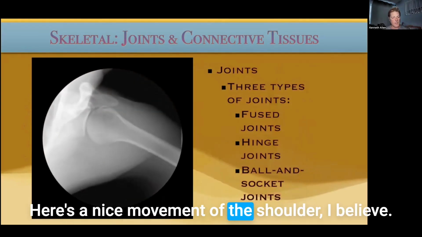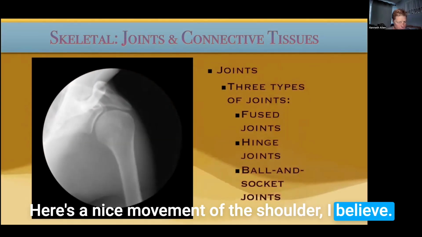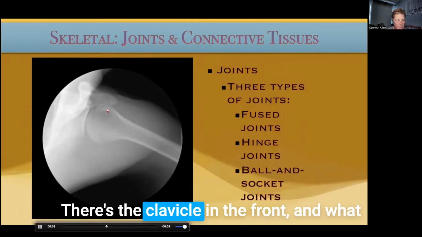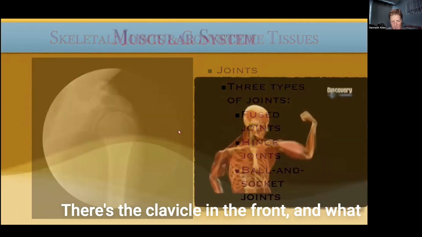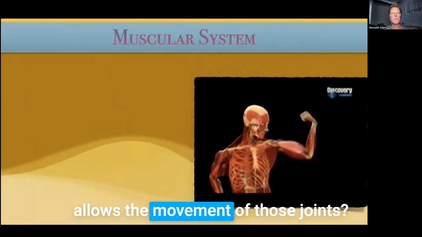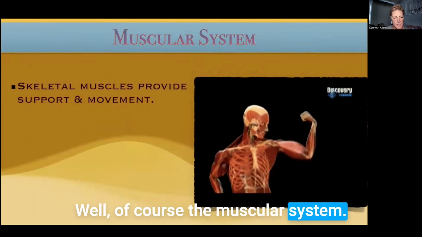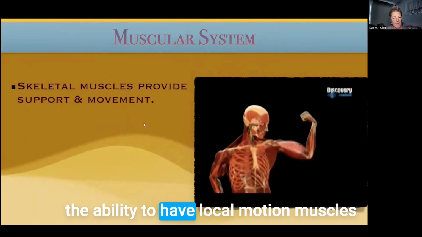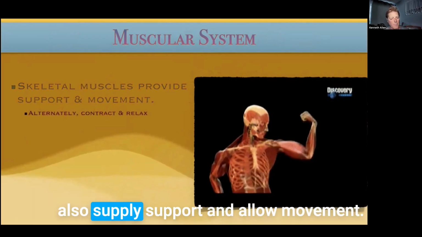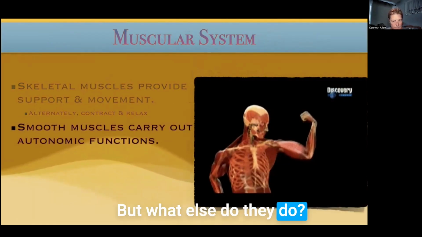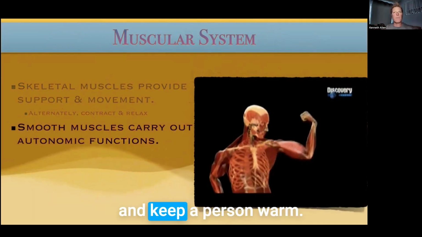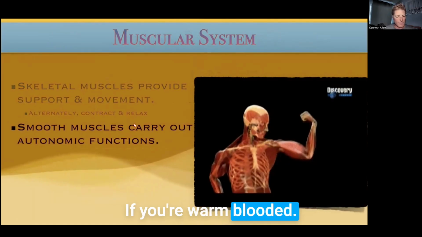Here's a nice movement of the shoulder, I believe. Looks like this is the back scapula. There's the clavicle in the front. And what allows the movement of those joints? Well, of course, the muscular system. The muscles provide the strength and the ability to have local motion. Muscles also supply support and allow movement. But what else do they do? Muscles also can create heat and keep a person warm if you're warm-blooded.